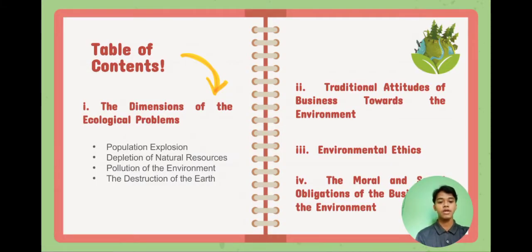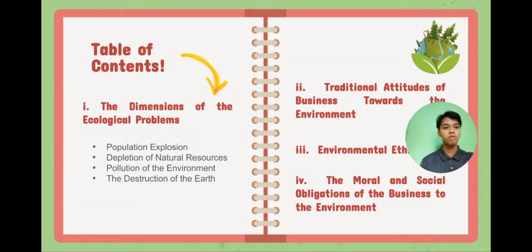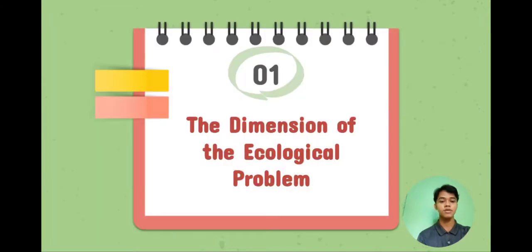Now, here is the content of this presentation. First, the dimensions of the ecological problems with its subtopics: population explosion, depletion of natural resources, pollution of the environment, and the destruction of the earth. And next is the traditional attitudes of business towards the environment, followed by environmental ethics, and then the moral and social obligation of business to the environment. So, first, let's talk about the dimensions of the ecological problem.